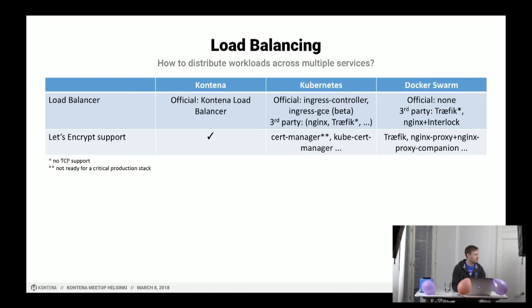And then you need to handle TLS certificates somehow. The easiest way is to use Let's Encrypt, and the Kontena load balancer supports that out of the box. With Kubernetes, you can use Cert Manager, which is not production ready yet, or some other Kubernetes cert manager, and hope that they are maintained and will be maintained in the future too. With Docker Swarm, you can use Traefik or Nginx Proxy combined with Nginx Proxy Companion. I don't know how updated it is at this moment.